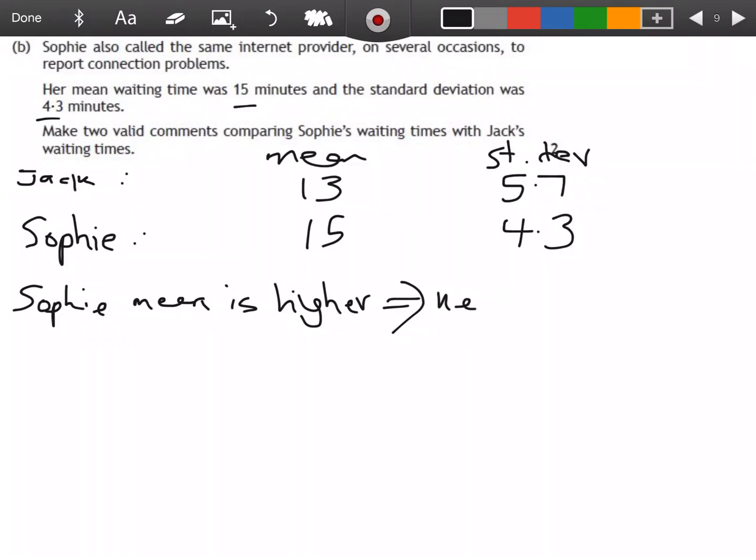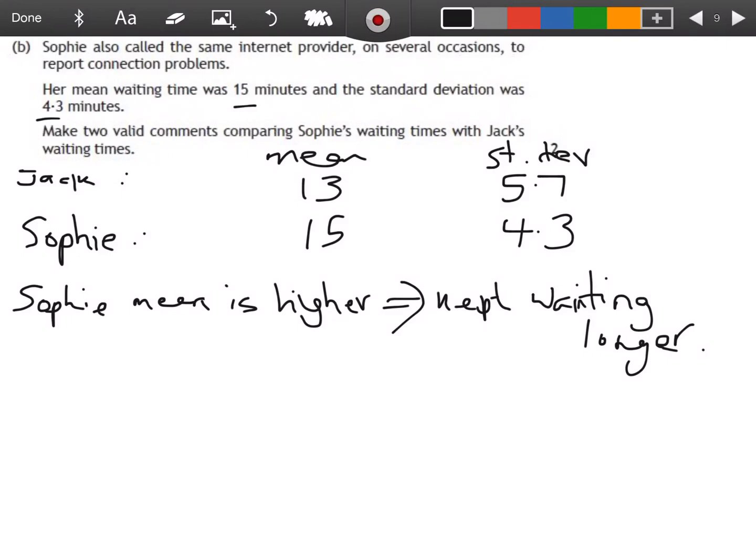Okay, so she's kept waiting longer, we'll say. Or she's on the call for a lot longer. Kept waiting longer. Or you could say, remember, Jack's mean is smaller, he's not on the phone as long. Something like that, perfectly fine.